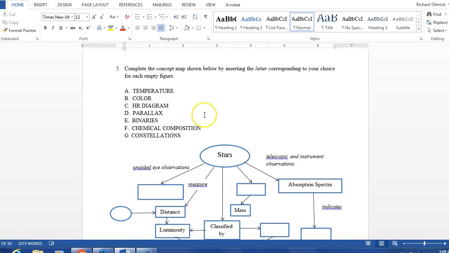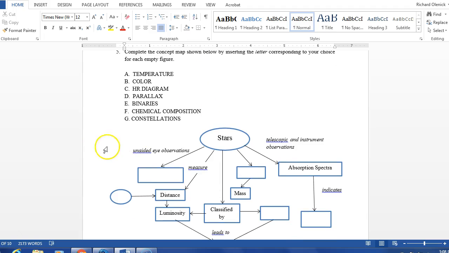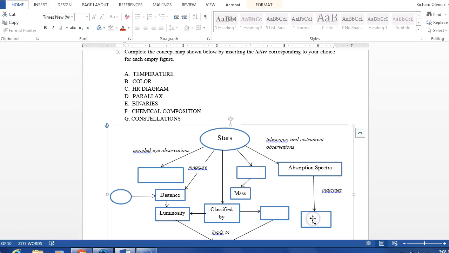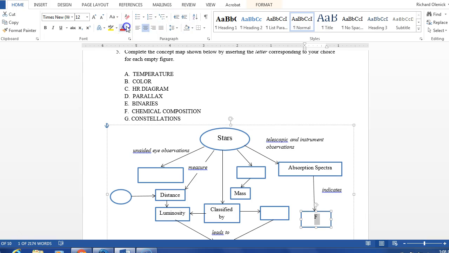Okay, complete the diagram. This is a concept map. You want to show connections between things. So for example, stars is what we're dealing with. Telescopic and instrument observations give us absorption spectra. That's already given there. And we know that the absorption spectrum tells us F, the chemical composition of things. All right, so let's go on the other side. Unaided eye observations of stars. Well, the key is unaided eye. That means we see constellations, G.